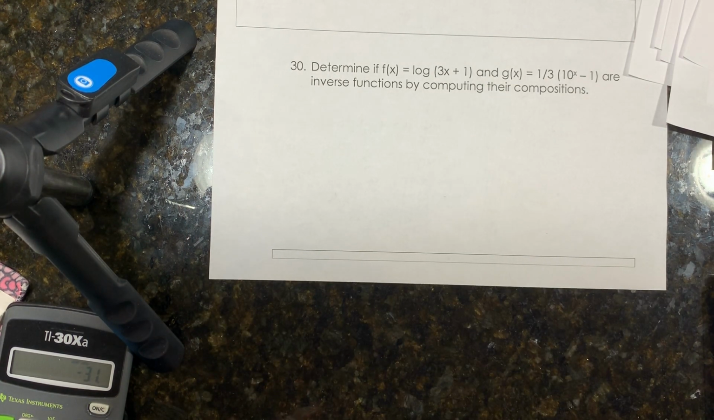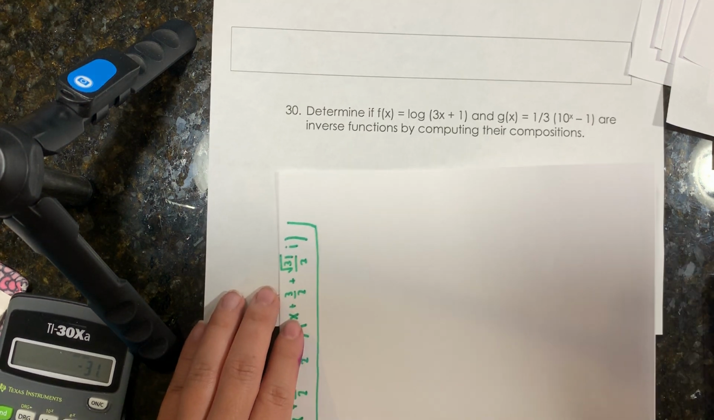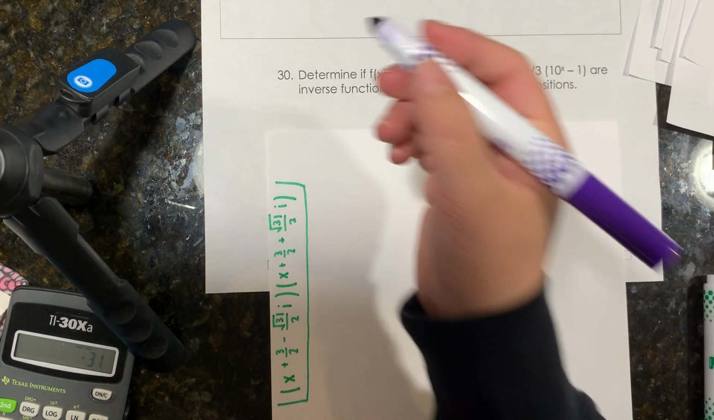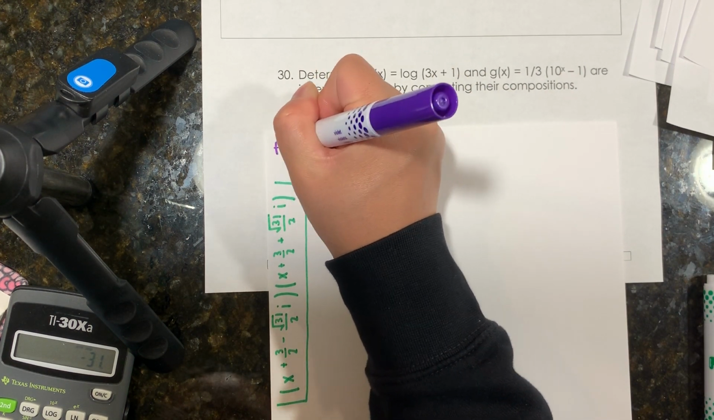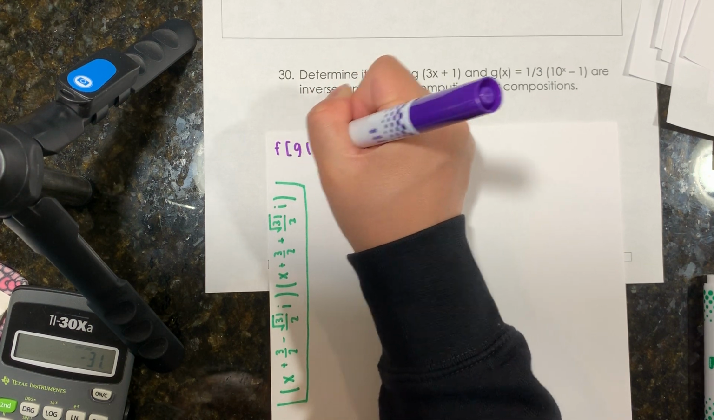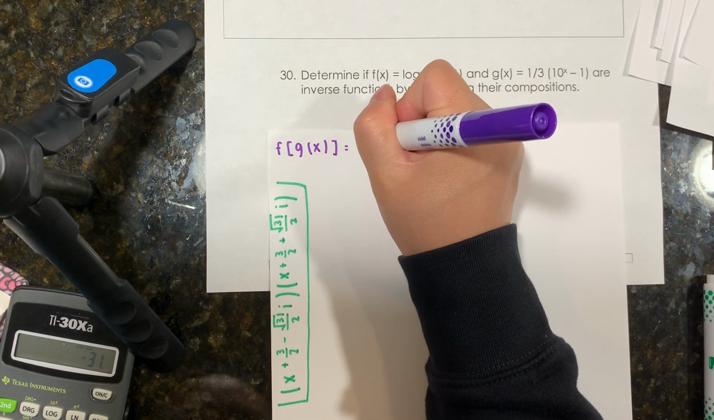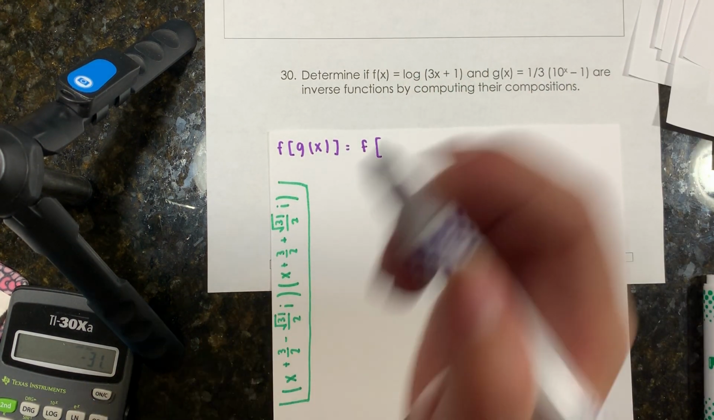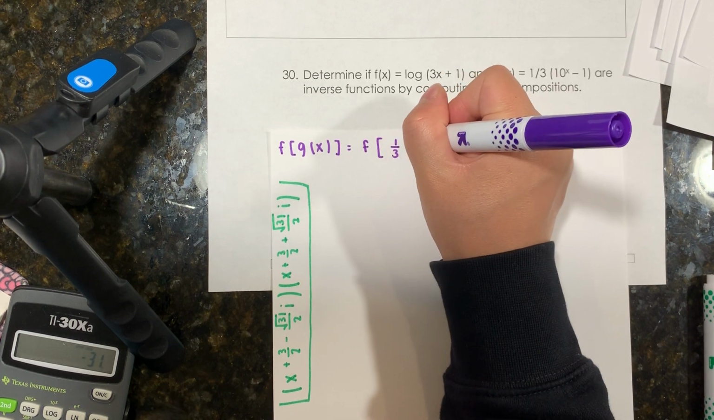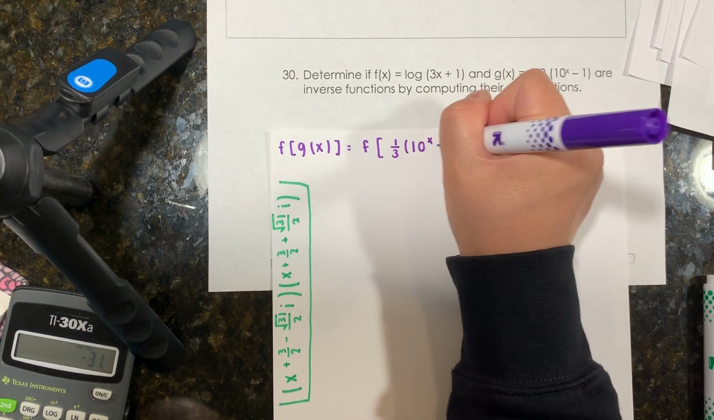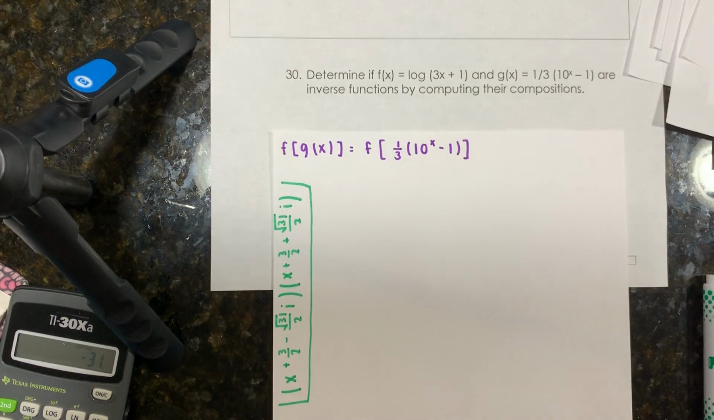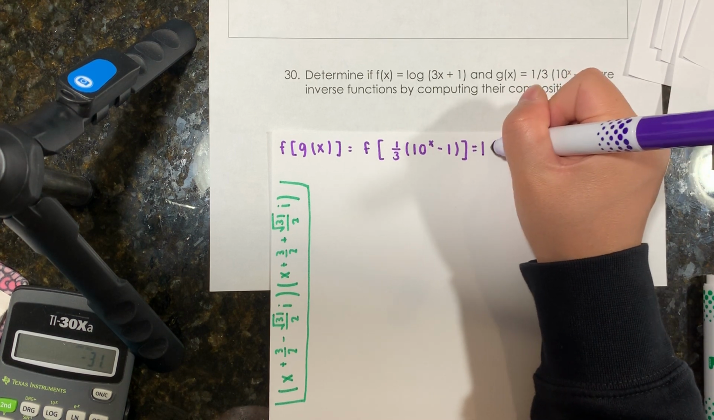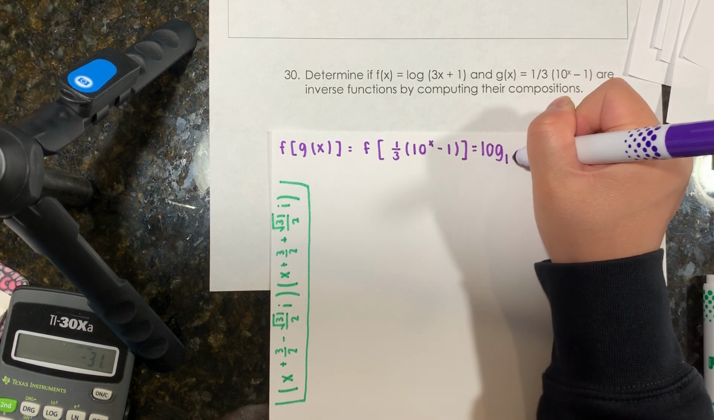Now number 30, we have to determine if these are inverse functions of each other. So we actually have to compute their composites. So I'm going to start by doing f composite g of x, which would be f of g of x is 1/3 10 to the x minus 1. I'm going to plug that into my log function. And remember, when your log does not have a base, the base is assumed to be 10. So let's just plug that in there.